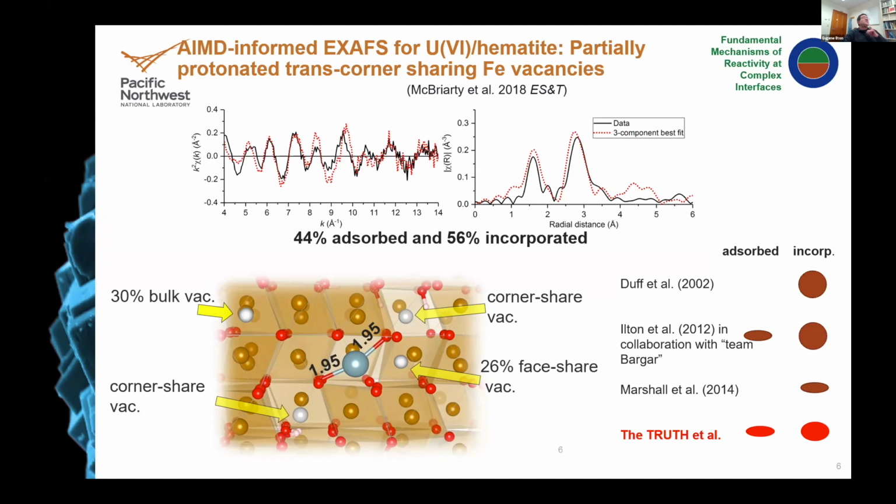But it was more than one configuration. 30% we also needed a bulk vacancy, and 26% we needed a face sharing vacancy. And interestingly, the face sharing vacancy was more stable than the bulk vacancy, but the bulk vacancy was dominant. So if we go back to the 3 previous studies and compare it to the truth, you can see we were all wrong to some degree.